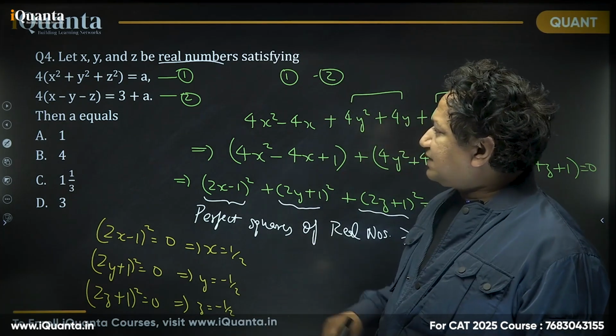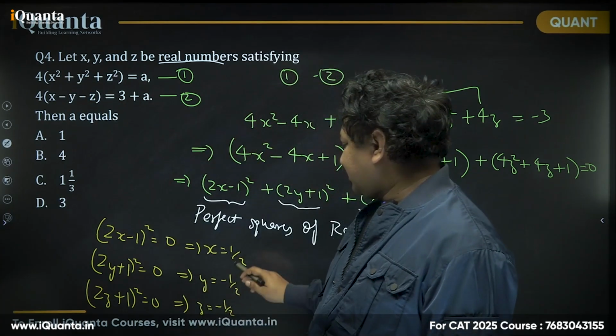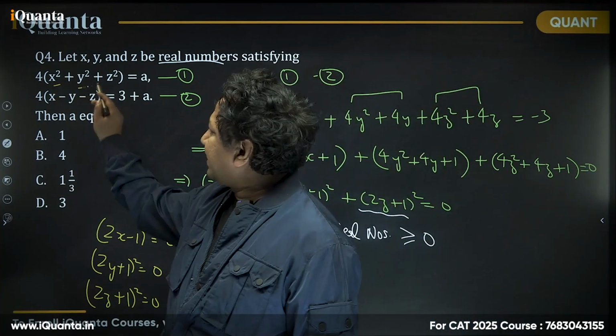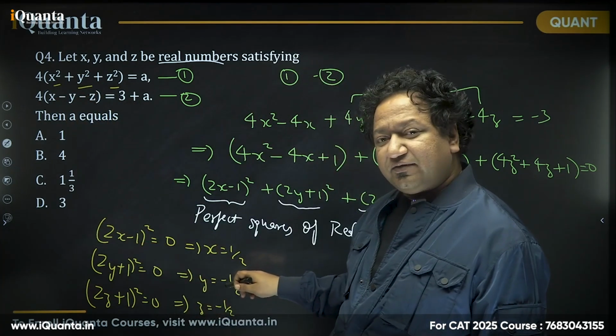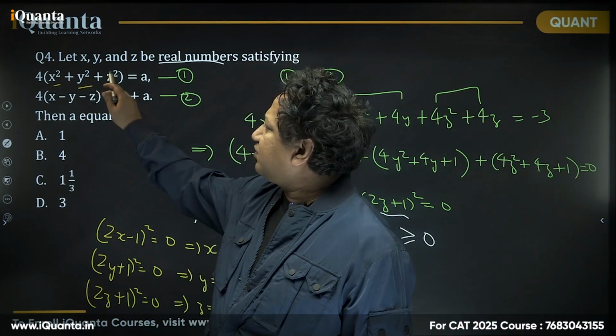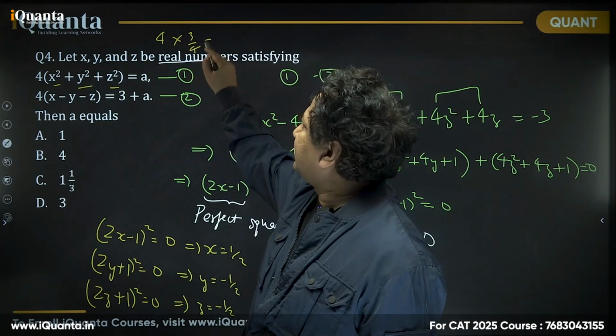Okay, we got the values of x, y, z. Let's put them in here or here, and I get the value of a. So we put x is 1/2, y is -1/2, z is -1/2. Here, it's a square, so it doesn't matter if it is negative or positive, I'll get positive only. (1/2) squared is 1/4. So 1/4 plus 1/4 plus 1/4 is 3/4. So 4 times 3/4 is the value of a.